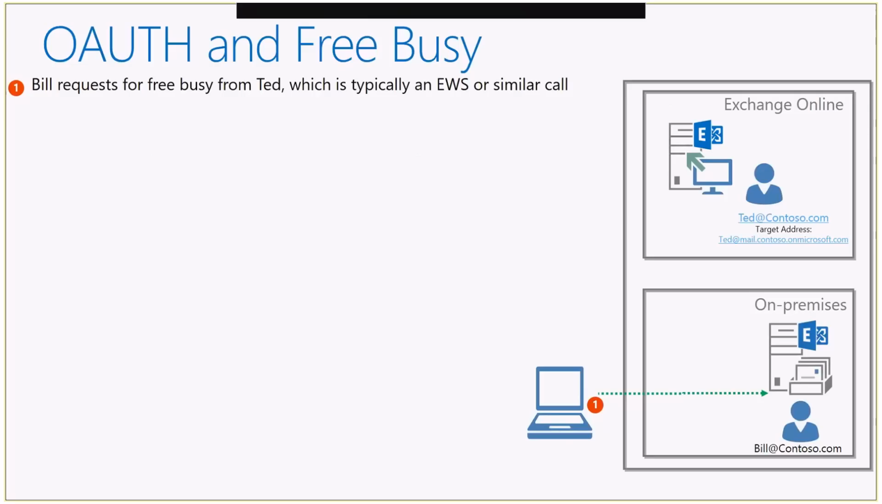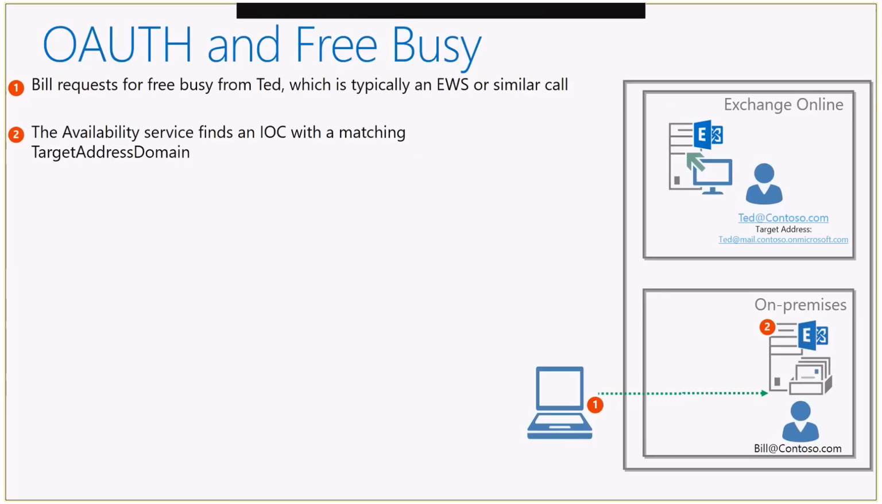I say an EWS call because we're assuming he's using Outlook. If he was using OWA, obviously it would use the OWA API and do a direct call to the availability service. But the whole idea is it's going to make a call to the availability service on premises. When it makes that call, the availability service is going to say, I see that you're looking for Ted's information. Ted is a remote mailbox. Ted's target address is ted@mail.contoso.onmicrosoft.com.